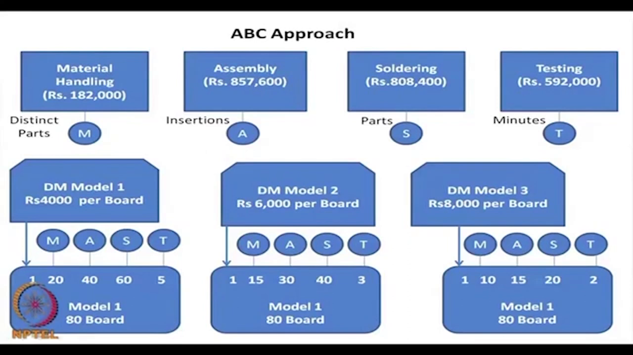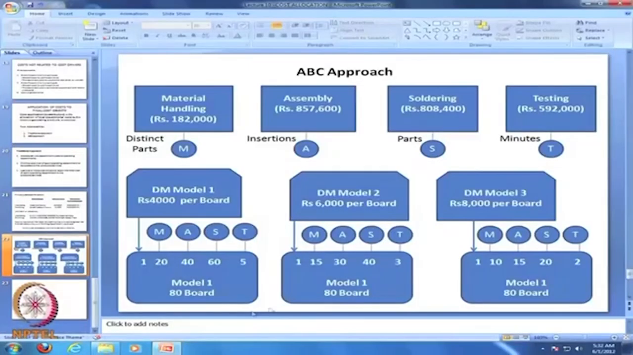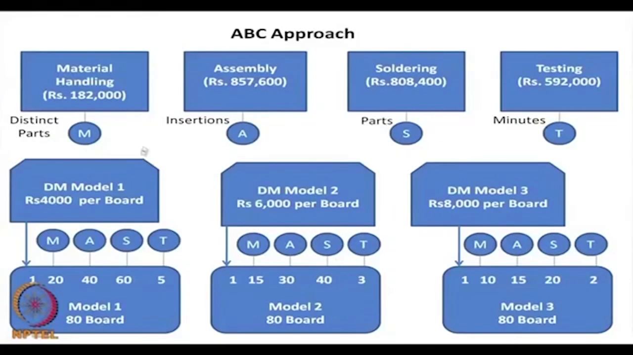Let us say that there is a small mistake here. Let me make the correction. This has to be model 2 and 3. Yes. Now, these are the variable cost pools. This is direct material for model 1, direct material for model 2, direct material for model 3.